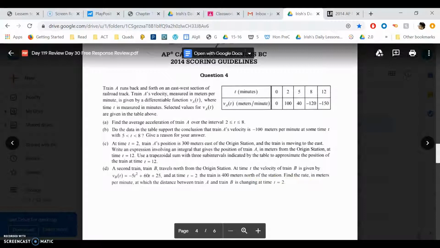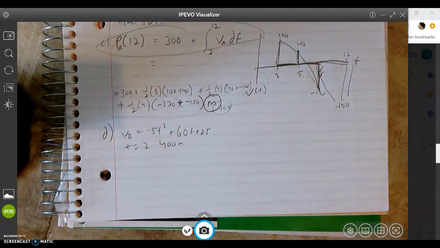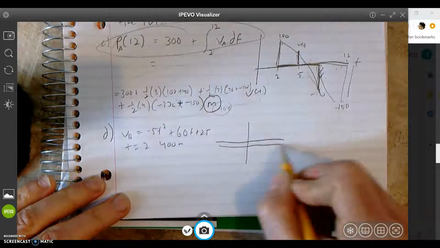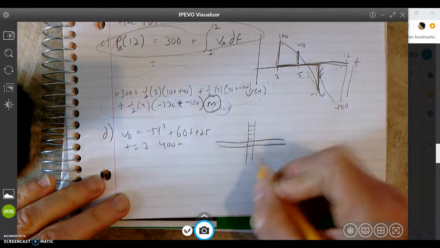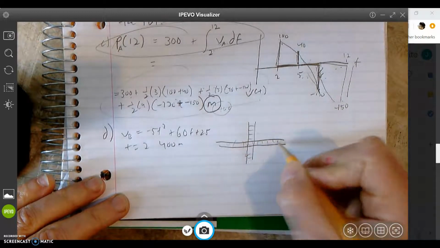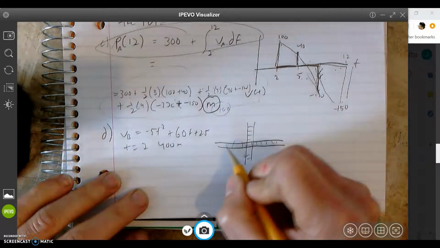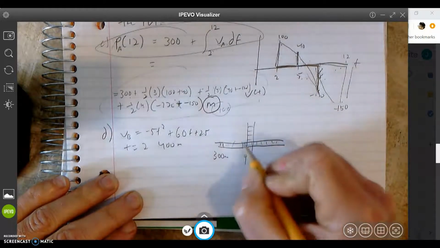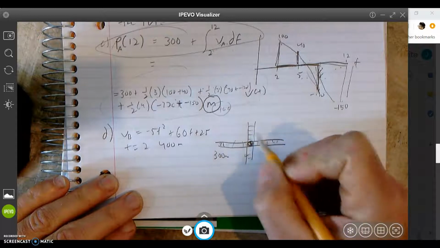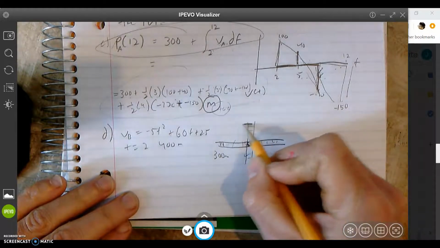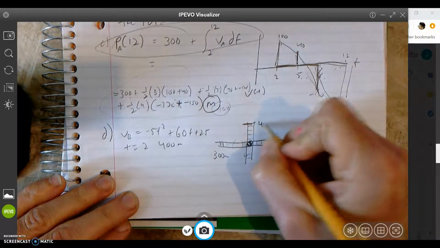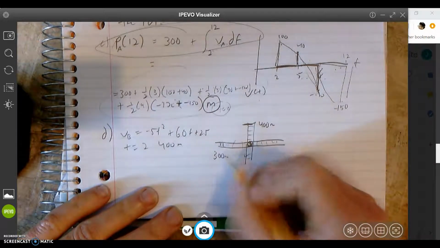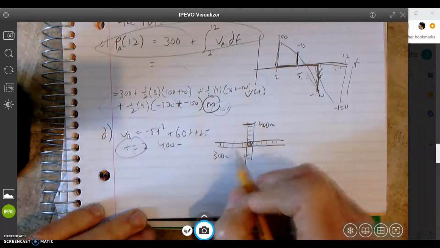All right. Let's do it. First thing we need is a good picture. So here are the train tracks. Okay. So train A is 300 meters east of the station. This is the station right here. And then it says train B is 400 meters north of the station at time t equals 2. And that's what we're talking about, time t equals 2.